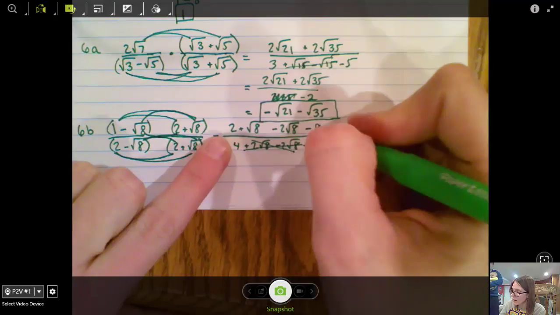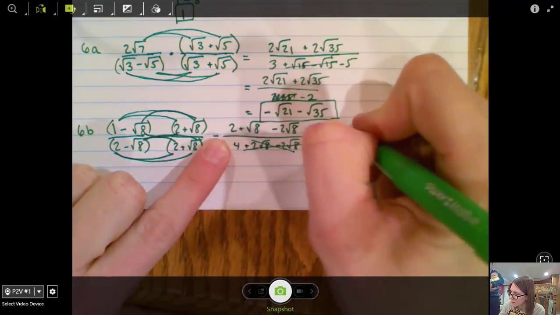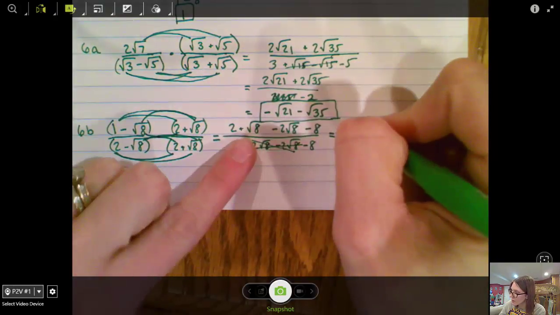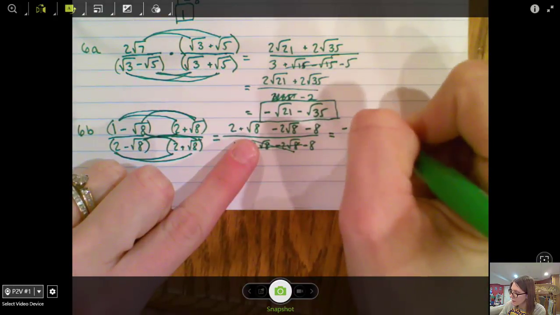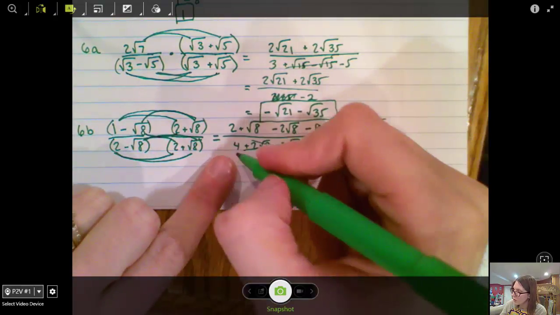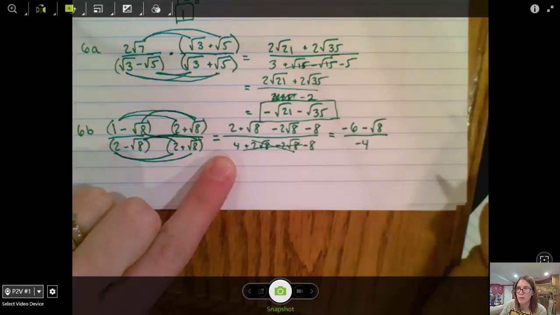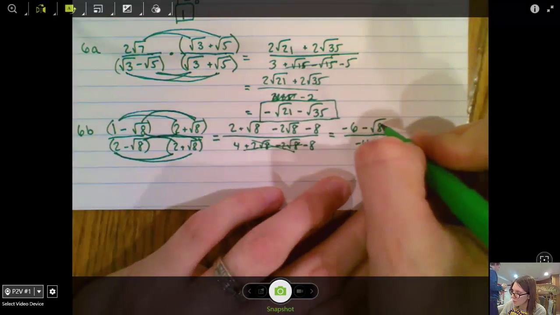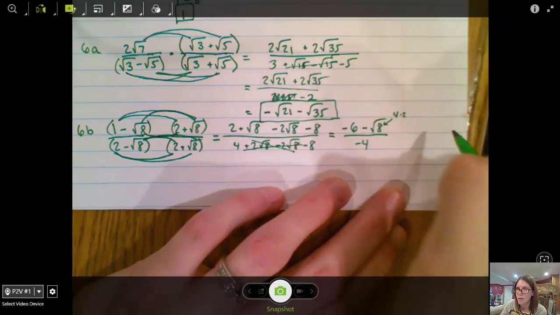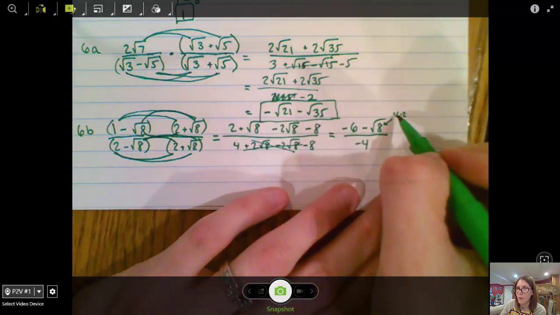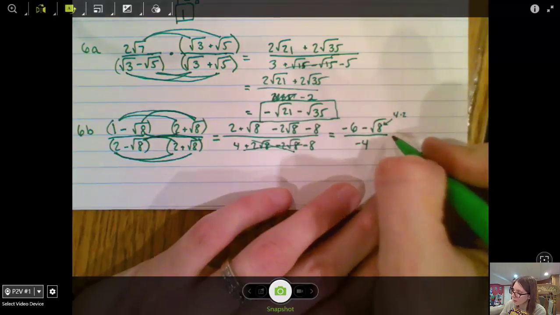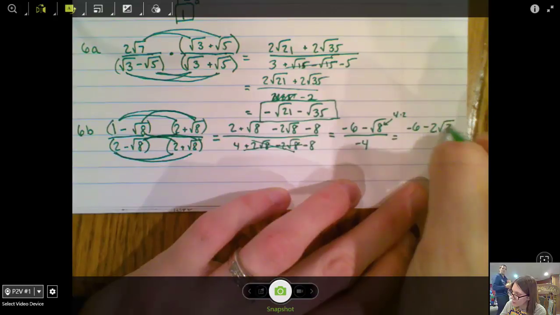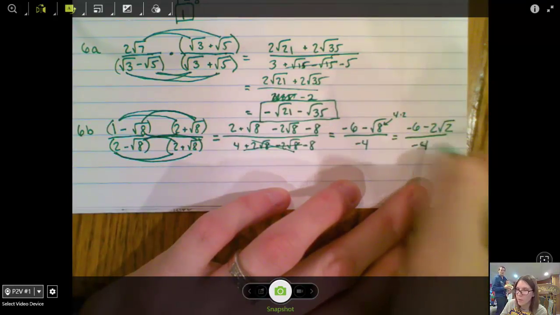The numerator, I can combine the 2 and the minus 8. Is negative 6. Square root of 8 minus 2 square root of 8 is negative square root of 8. Over 4 minus 8 is negative 4. The square root of 8, we can simplify that radical because 8 is 4 times 2. Bring that 4 and square root it out front. Get negative 6 minus 2 radical 2 over negative 4.